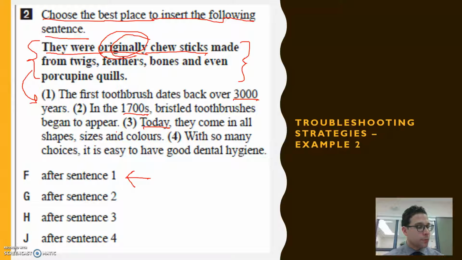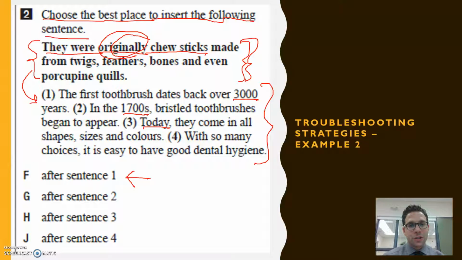Sentence 1 talks about the first toothbrushes, and our sentence deals with what these original toothbrushes were made from. The next sentence, sentence 3, discusses toothbrushes in the 1700s, so it would not make sense to place our sentence after that. At this point, as a check, I might want to try a substitution method, which is to read our target sentence, our focus sentence here, and place it in context. That is, read it as if it were a part of this paragraph after the first sentence. And if I did that, the paragraph would sound like this.